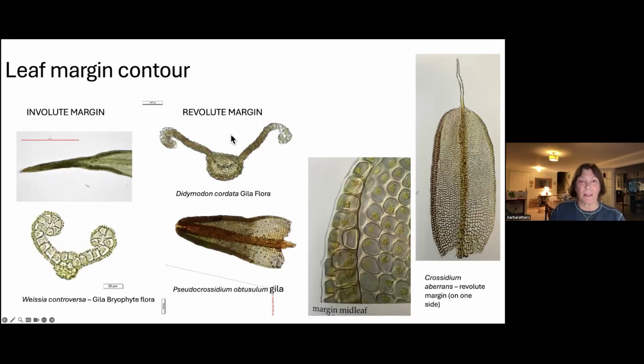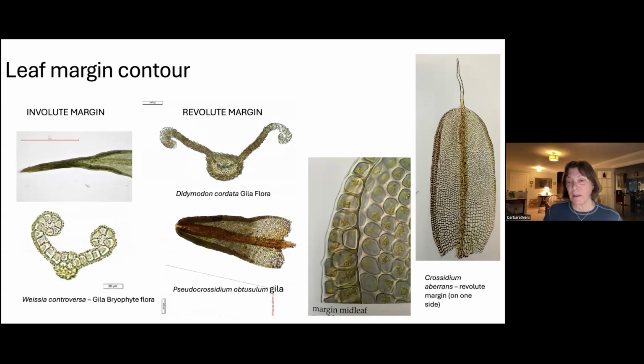Contour, in many ways, is the simplest. Moss leaves are sometimes completely flat, but many times the margin is rolled in, or involute, as in Weissia controversa, or it's revolute. Sometimes it can be kind of hard to see. This is a fairly dramatically revolute margin. Sometimes they're curved in just a little bit, and sometimes they're irregular.